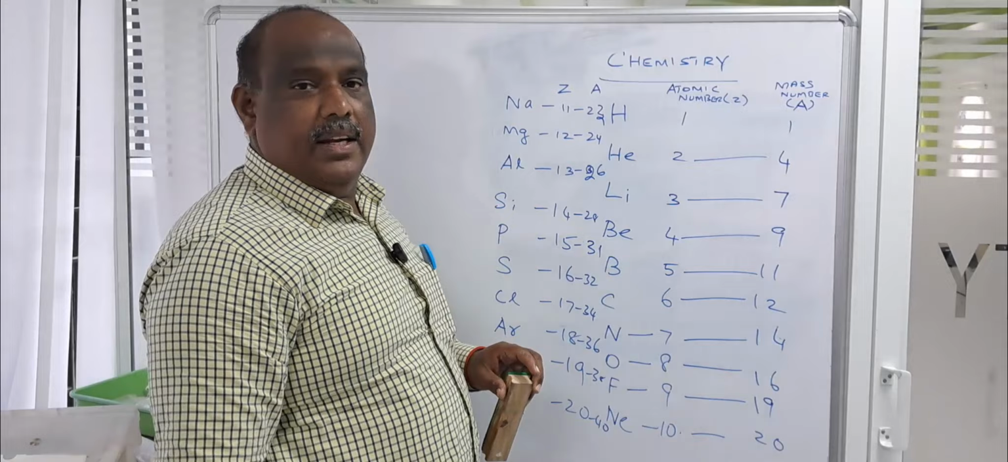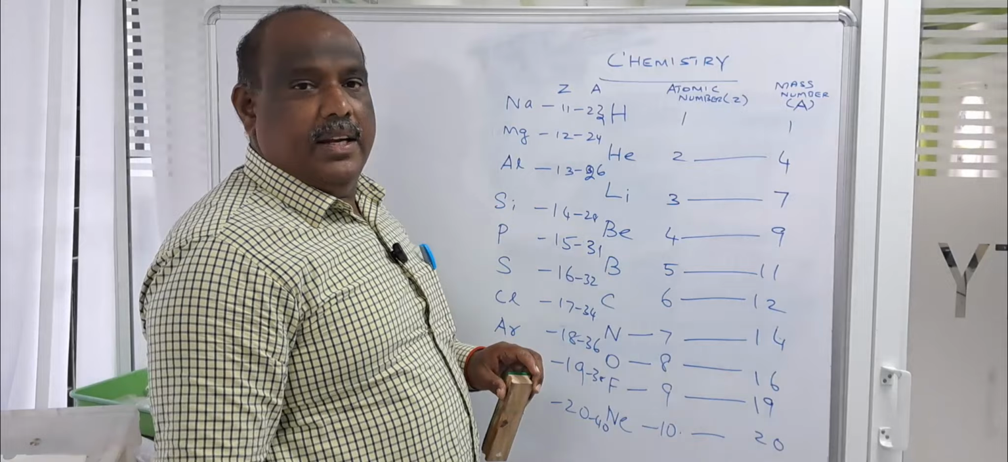I want my students also to know about the compounds or the elements, up to at least the first 20 elements. Early on, the elements were arranged in a table called the periodic table, and this table was based on the atomic mass. But in the latest Mendeleev modern periodic table, they have arranged the elements according to their increasing atomic number.